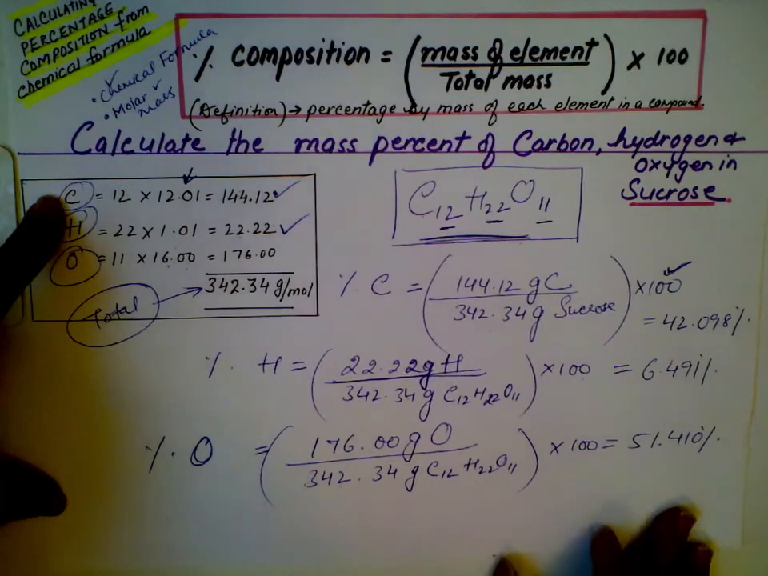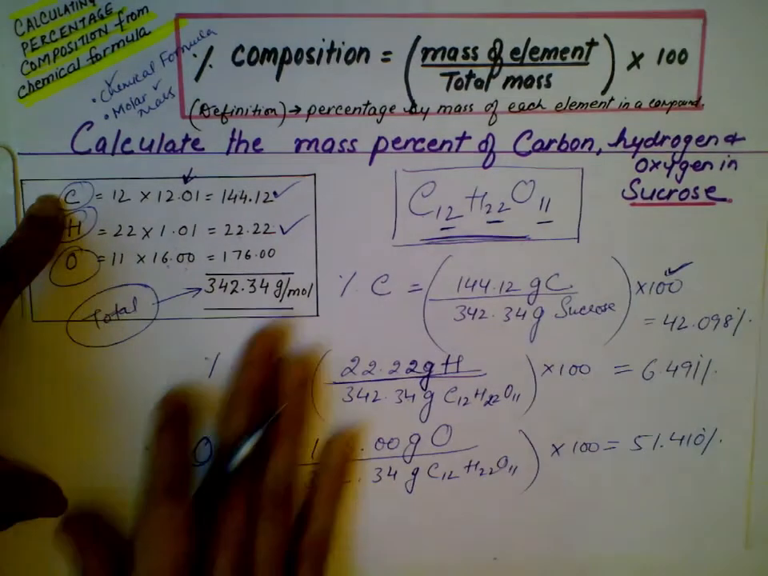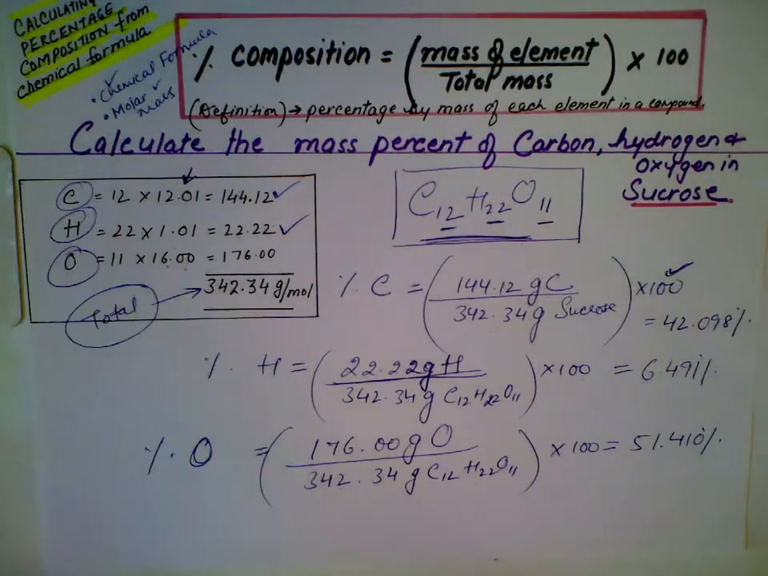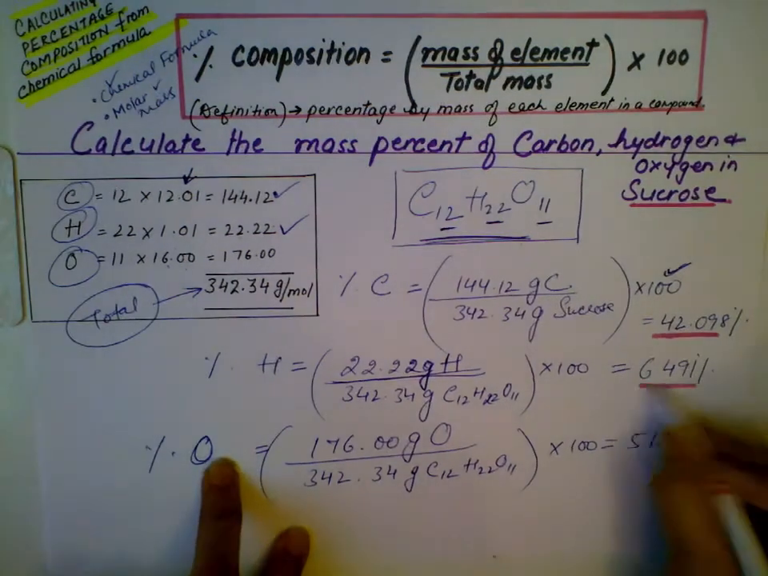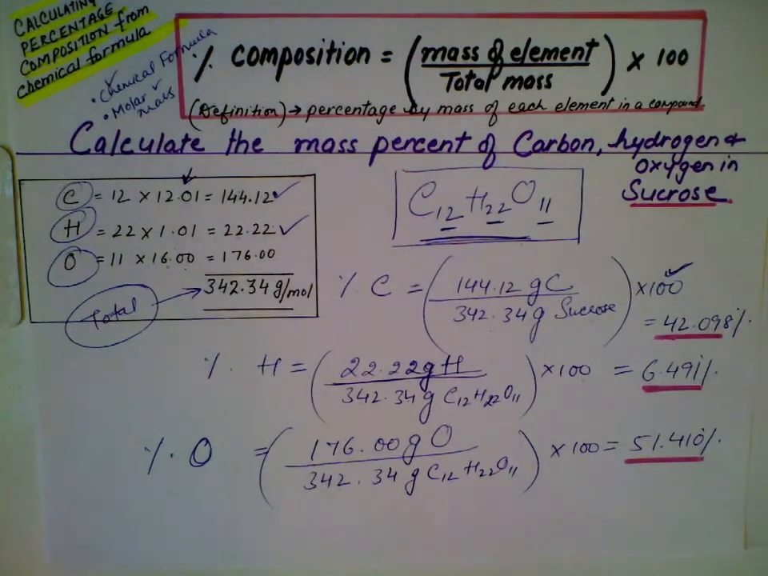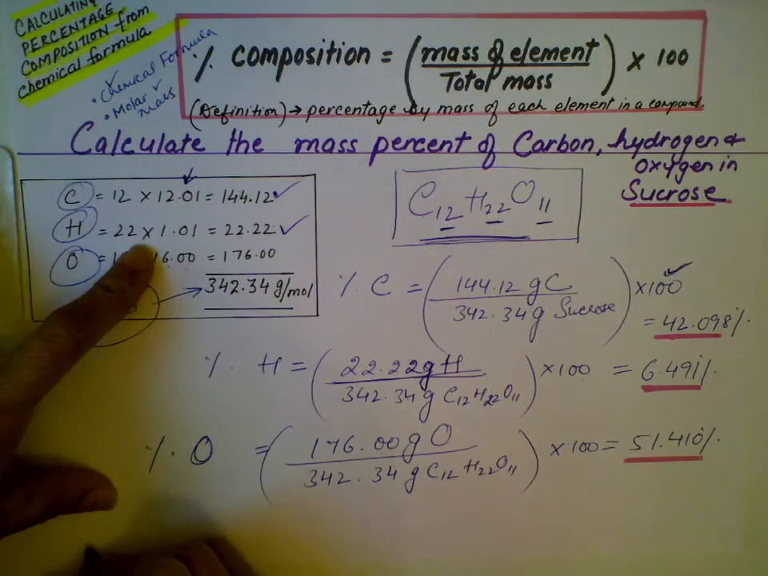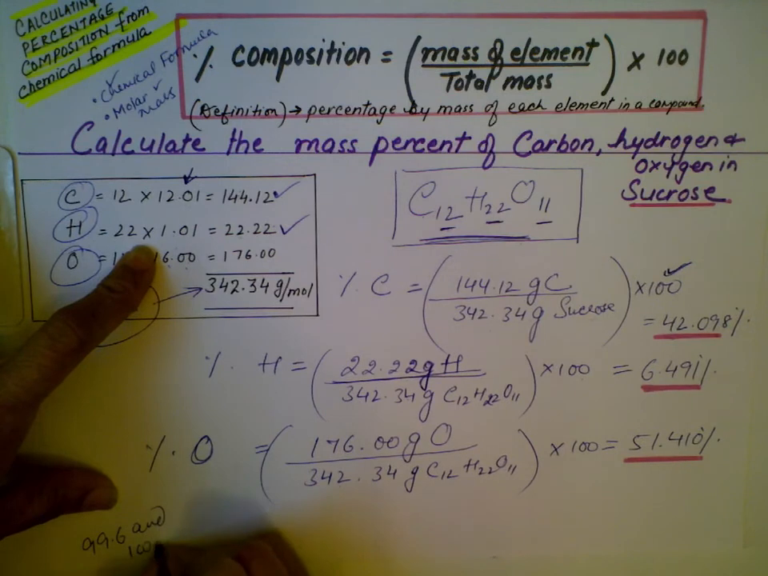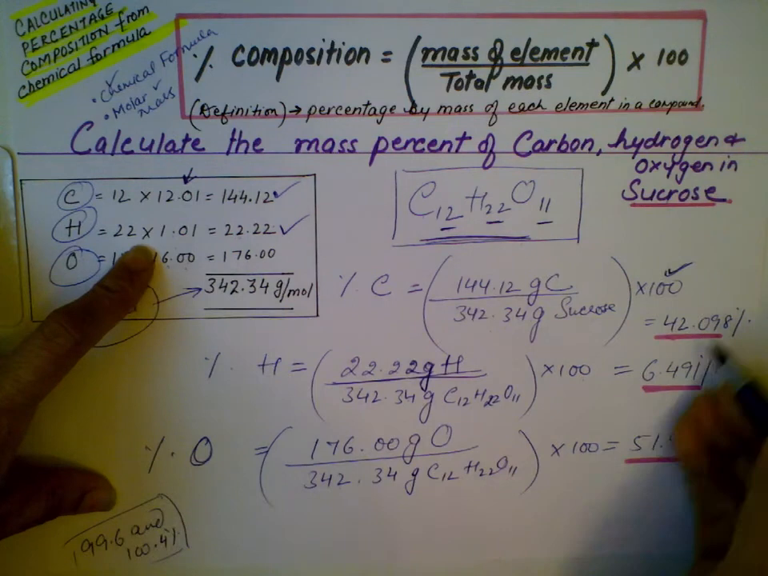And we are doing our problem. Since it is a percentage, we want to check that all these percentages add up to near 100%, if not exactly. Any percent in between, let's say, 99.6 and 100.4% is acceptable.